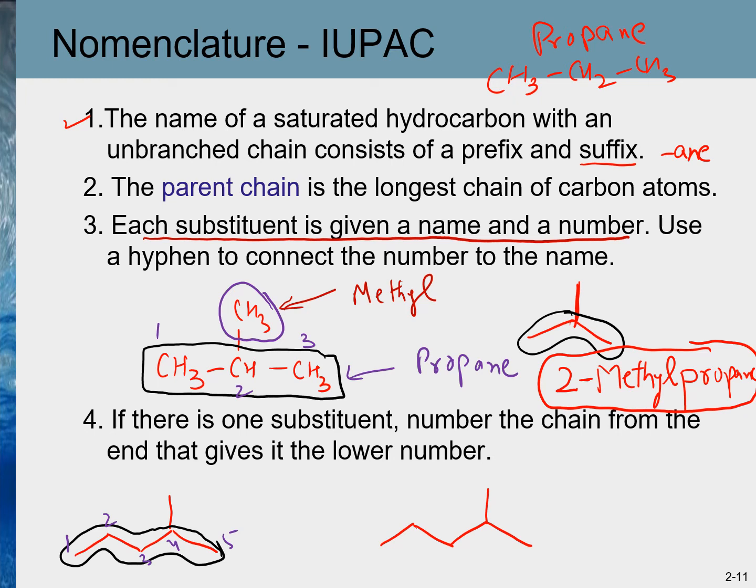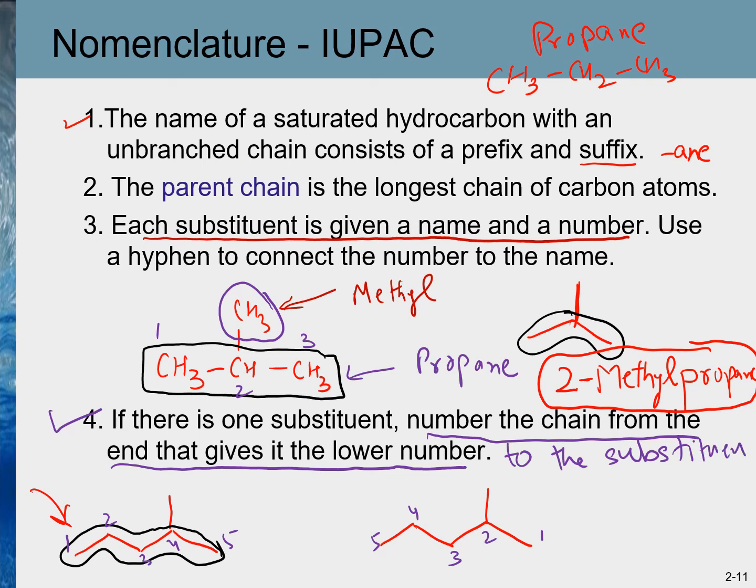Now when we number the parent chain, we can either number from the left hand side as shown here, or we can number it from the right hand side. For example, 1, 2, 3, 4, 5. Rule number 4 states that if there is only one substituent, we must number the chain from the end that gives the lower number to the substituent.